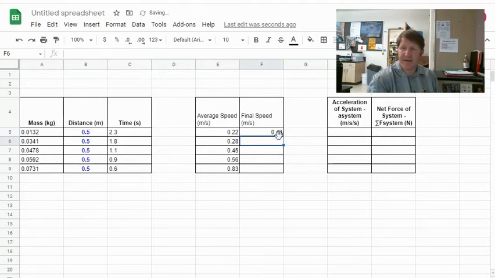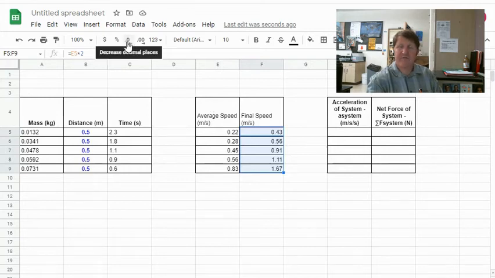And then again, I'm going to come back up here, click on the cell, and go to that box, pull it down, and it auto-fills it for me. Once again, if you have a whole bunch of decimals in here, you can just click on this right over here and reduce the number of decimals. Okay. So I did all of that so I could get this right here.